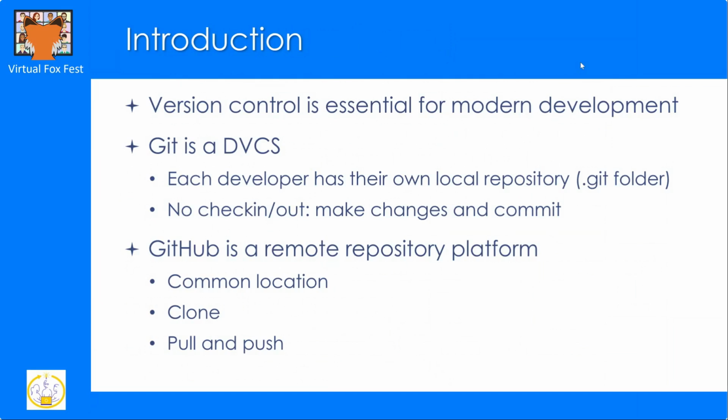GitHub is a remote repository platform. It provides a common location, a remote repository for your applications. Developers work with it by, first of all, cloning it, which creates a copy of it on their machine. And then they'll pull changes from it or push changes to it.